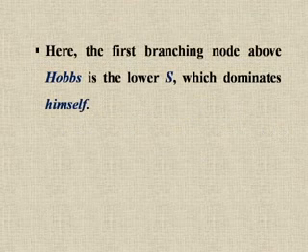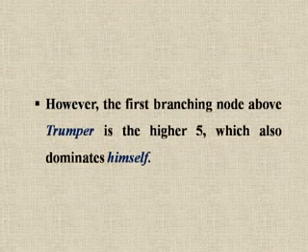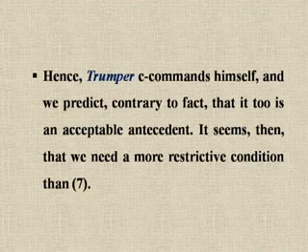Here the first branching node above Hobbes is a lower S, which dominates himself, hence Hobbes C-commands himself, and we predict that it is an acceptable antecedent. However, the first branching node above Trumper is a higher S, which also dominates himself. Hence, Trumper C-commands himself, and we predict, contrary to fact, that Trumper is an acceptable antecedent. It seems then that we need a more restrictive condition than 7.